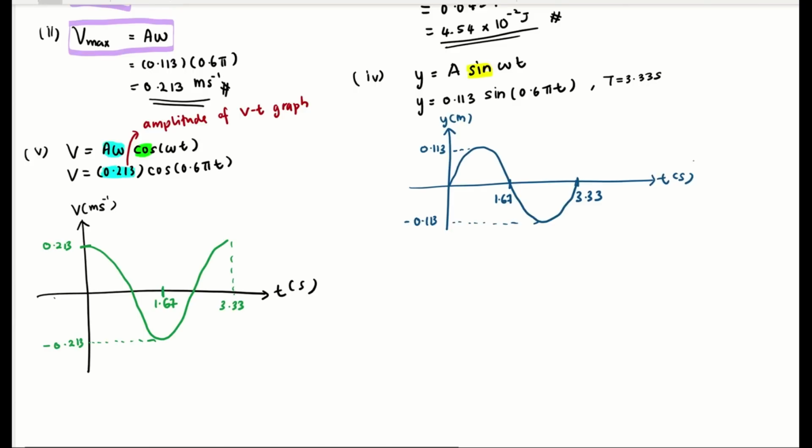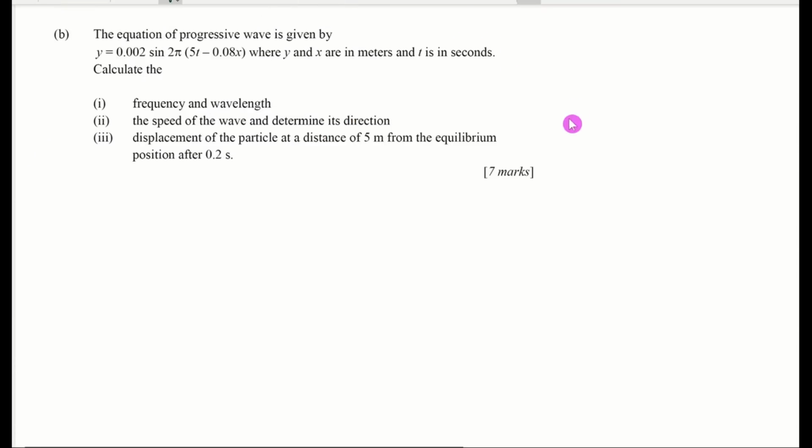So let's proceed to question 6B. Alright, question 6B is about the equation of a progressive wave. So given this is the equation, where y and x are in meters and t is in seconds. Now calculate the frequency and wavelength. So when we look at the question, make sure we look at the front. If there are values, we write the equation down correctly.